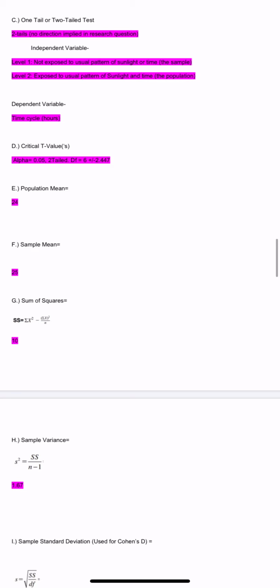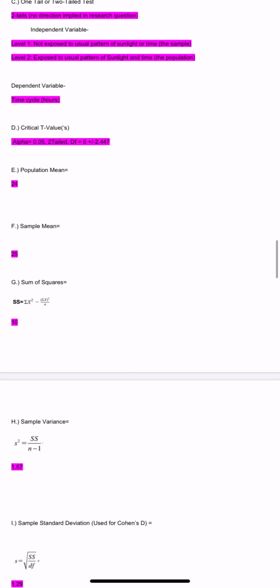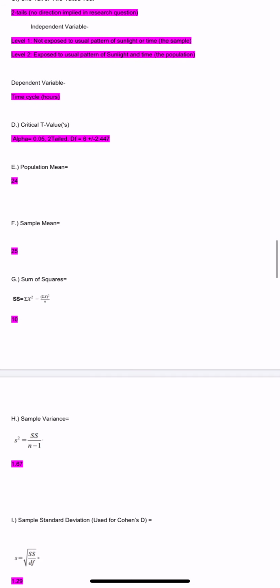So the critical t-values, right? Well, they said the alpha level is 0.05. We know it's two-tailed because no direction was given. Degrees of freedom is 6 because n equals 7, so df equals n minus 1, so 7 minus 1 is 6. You go to the chart, you go to df of 6, you go up, you look for 0.05 two-tailed, and you go down, and you'll see that it's plus or minus 2.447.